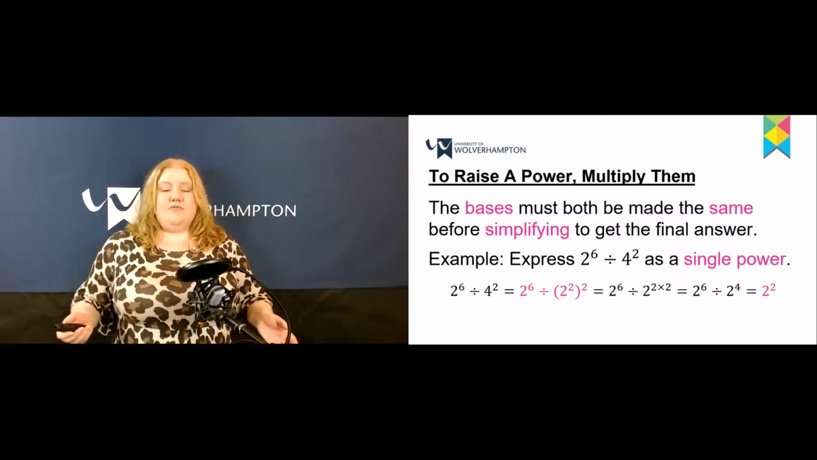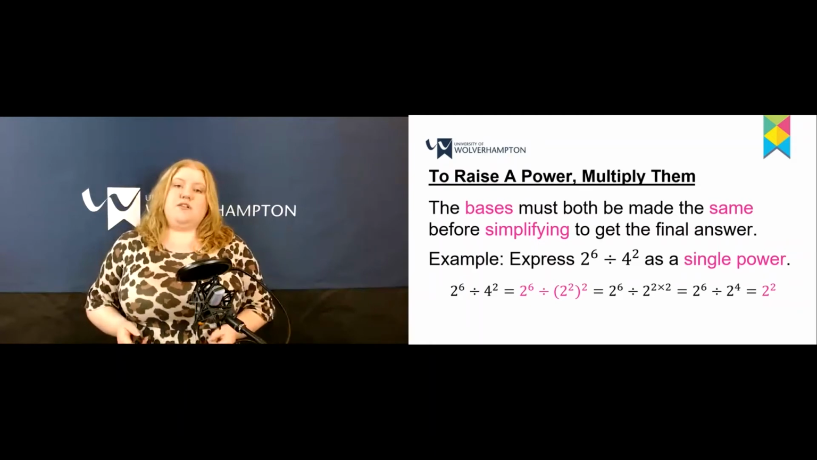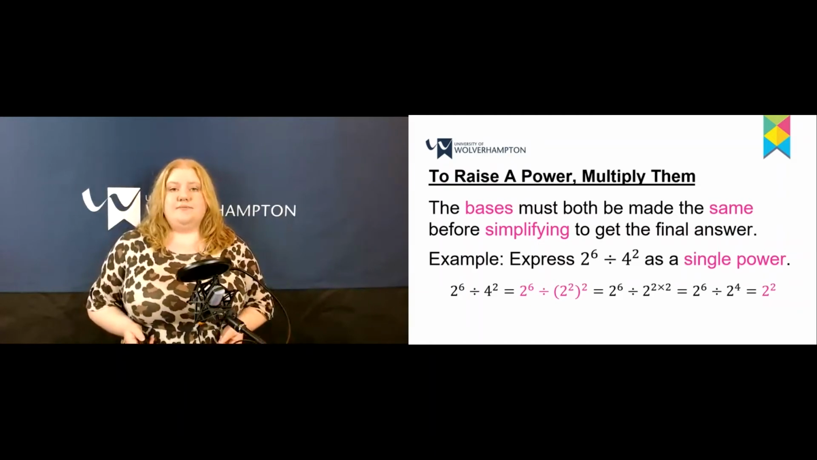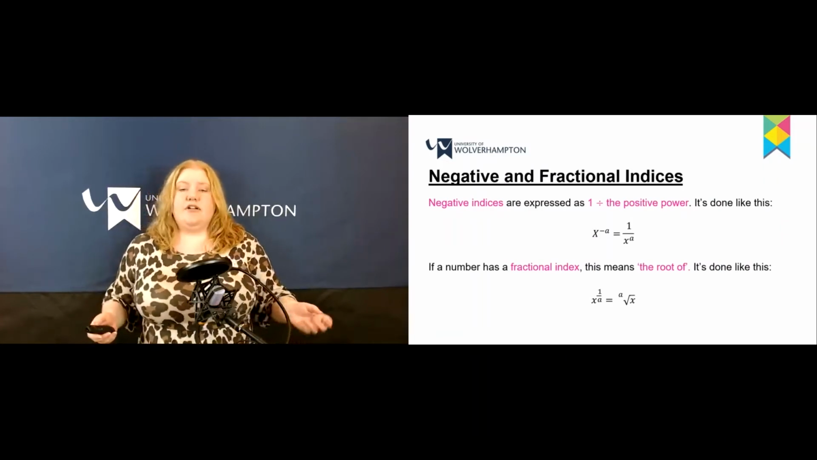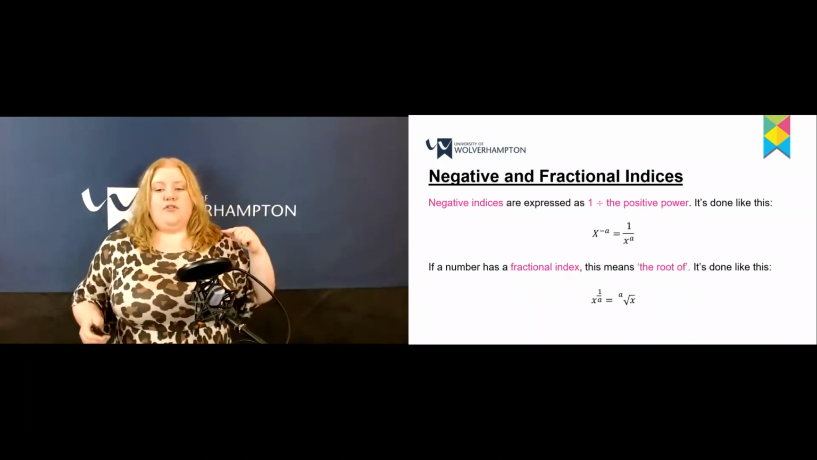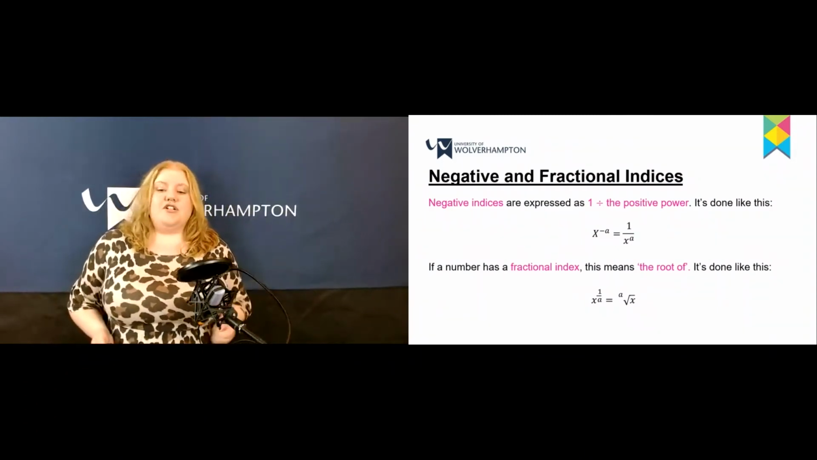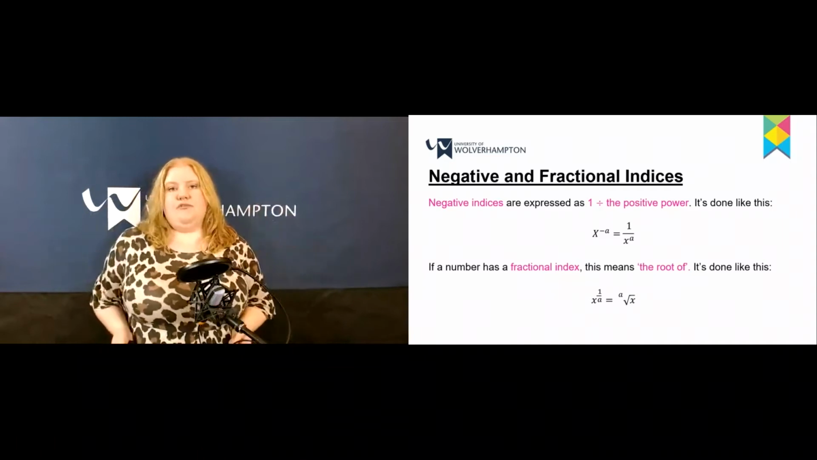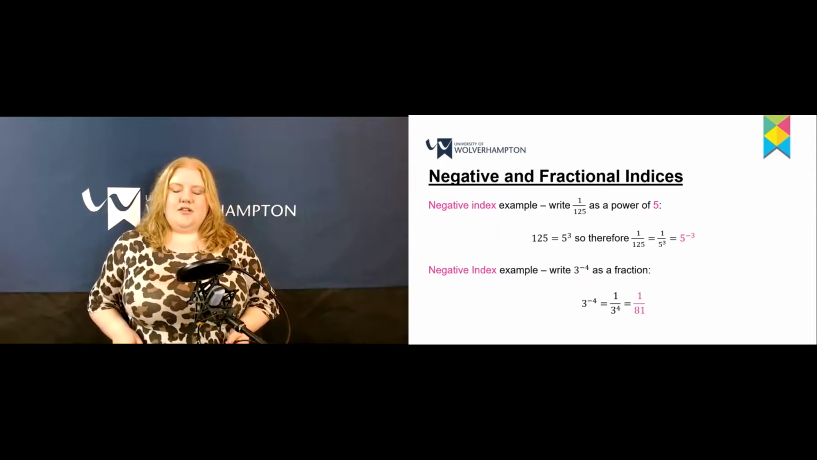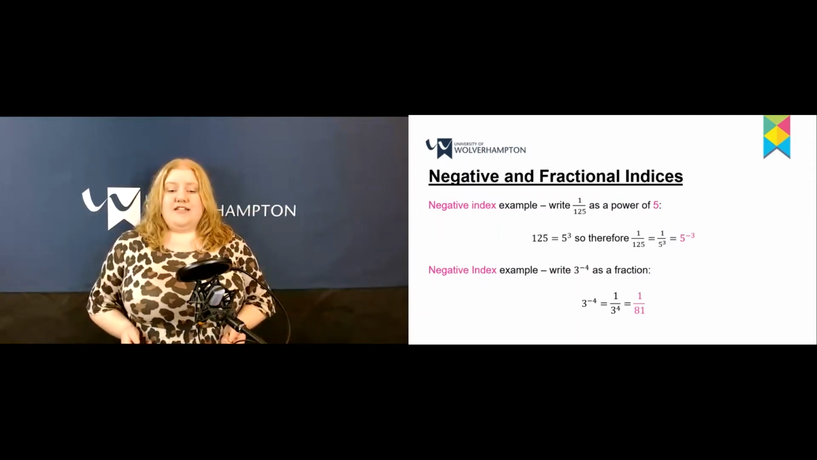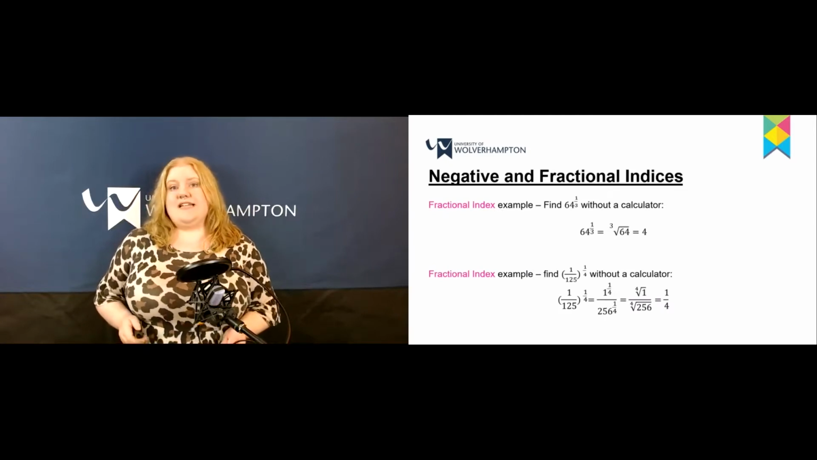To raise a power, just multiply them. The bases must both be made the same before simplifying to get the final answer. So negative indices are expressed as 1 over the positive power. It's done as below. And if a number has a fractional index, this means the root of, and the example is just under that as well. So here are some more examples of negative indices and some fractional indices.